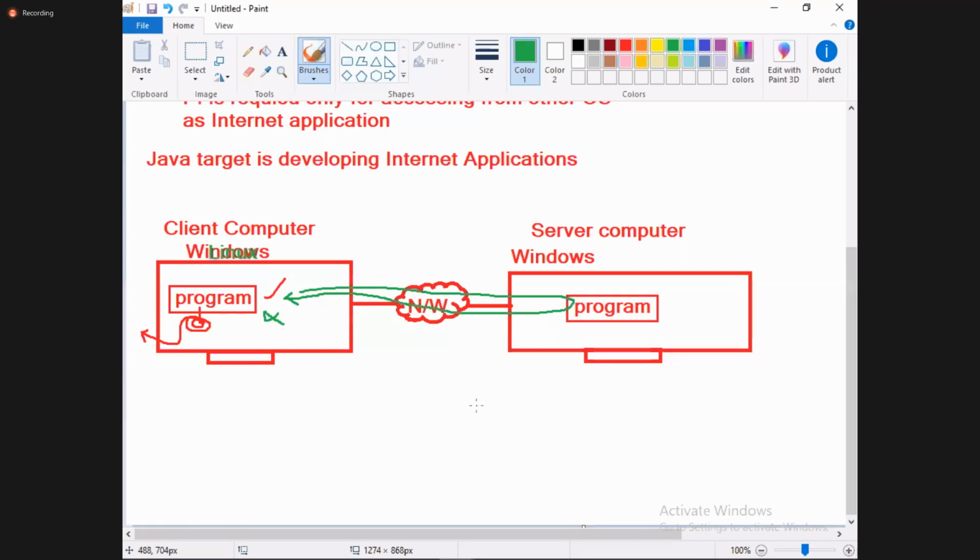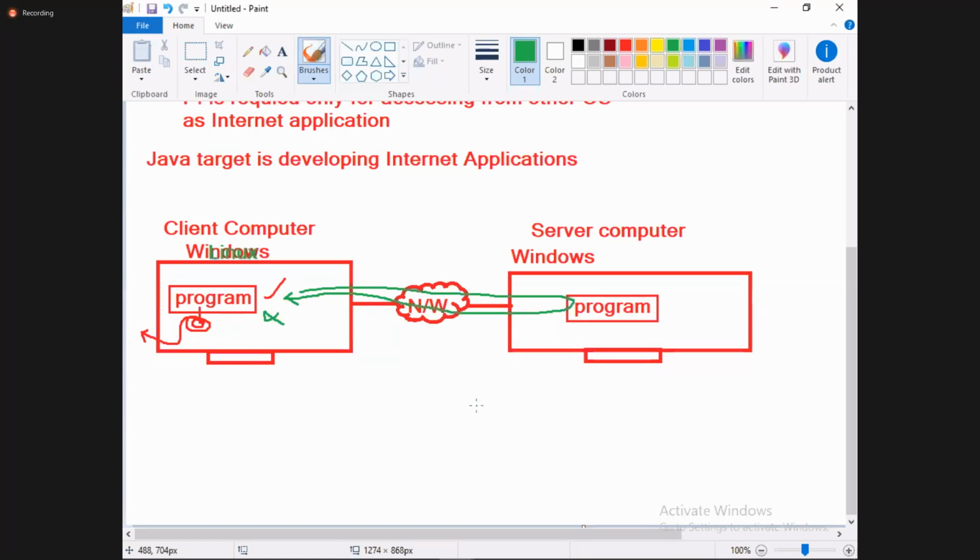Then tell me, internet application development achieved or not achieved? Internet application development achieved or not achieved? Not achieved. What is the meaning of internet application? You develop a program placed in server operating system, server computer.